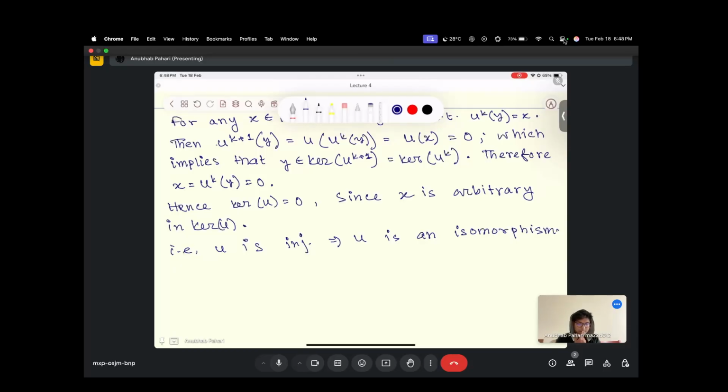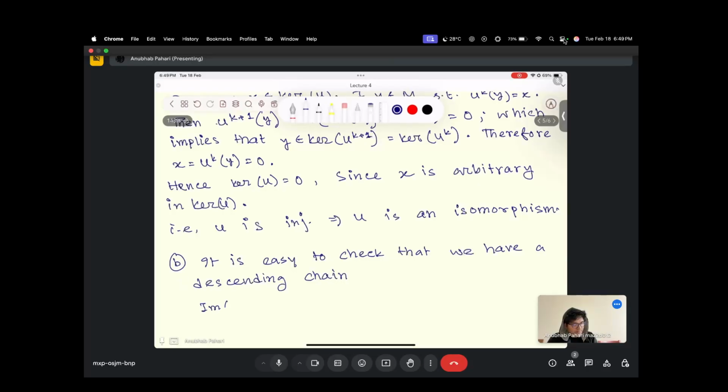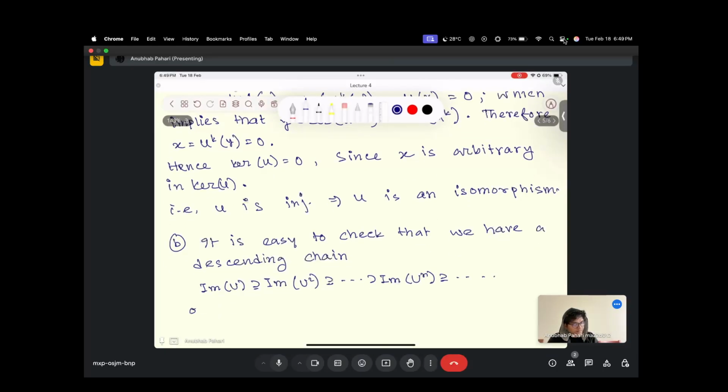Now the part B proof should be similar, but anyway I have to do it. So it is easy to check that we have a descending chain: Im of u, Im of u square, ..., Im of u to the power n, of submodules of M.